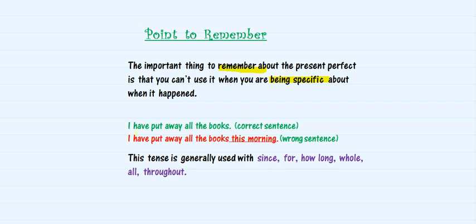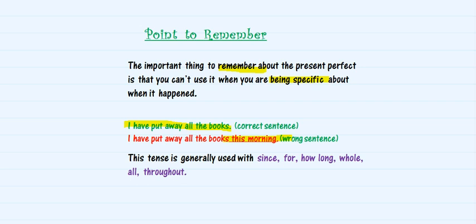The very first example here is, I have put away all the books. When I'm saying I have put away all the books, that is an absolutely correct sentence of present perfect. There's no problem with the sentence. But when I say I have put away all the books this morning, when I have added this morning to it, I'm being very specific that I did this in the morning only. Then it is a grammatically wrong sentence. We cannot use present perfect along with a specific time, or not only time, whenever we are being very specific, we cannot use present perfect. So you need to remember this so that we don't make such grammatical errors.